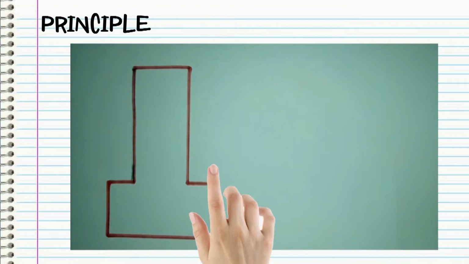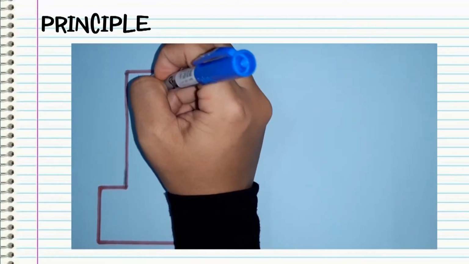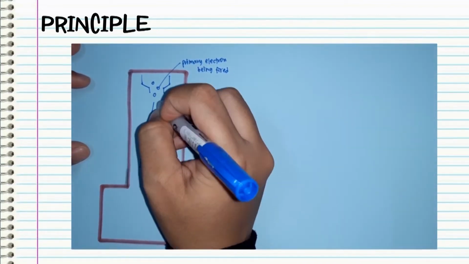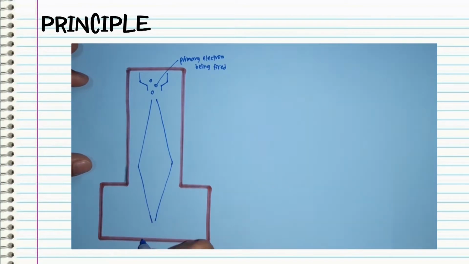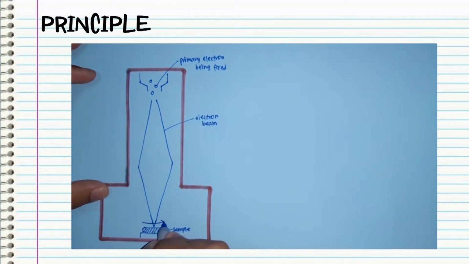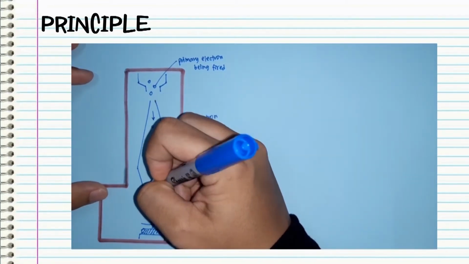Principle. A scanning electron microscope scans a focused electron beam over a surface to create an image, and a 3D image is formed. The electrons in the beam interact with the sample, producing various signals that can be used to obtain information about the surface topography and composition.